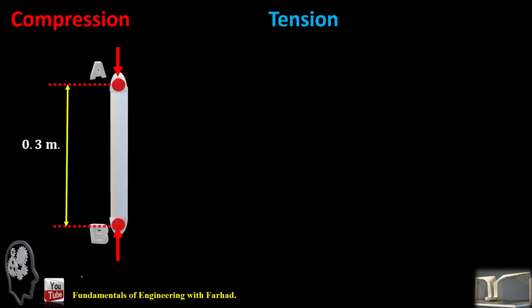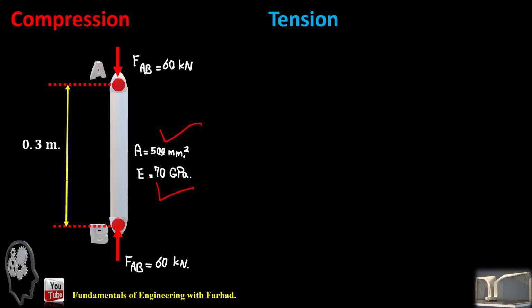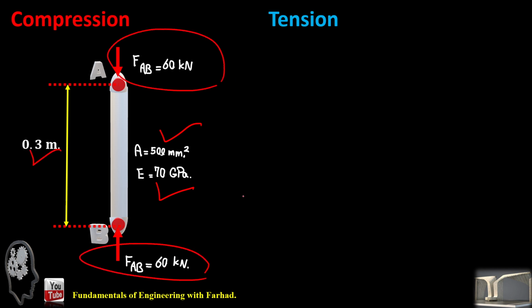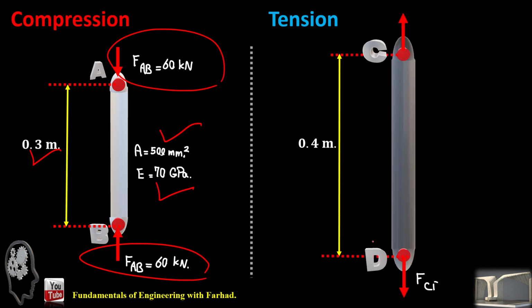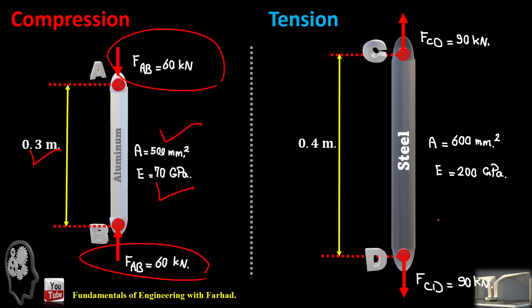And if we make a comparison between member AB, rod AB, for which area, modulus of elasticity and length are provided, we already get the force from the free body diagram, and that's a compression. And for rod DC, which is made of steel, their modulus of elasticity, cross-sectional area, and force are provided. And this is definitely in tension, and AB is definitely in compression.